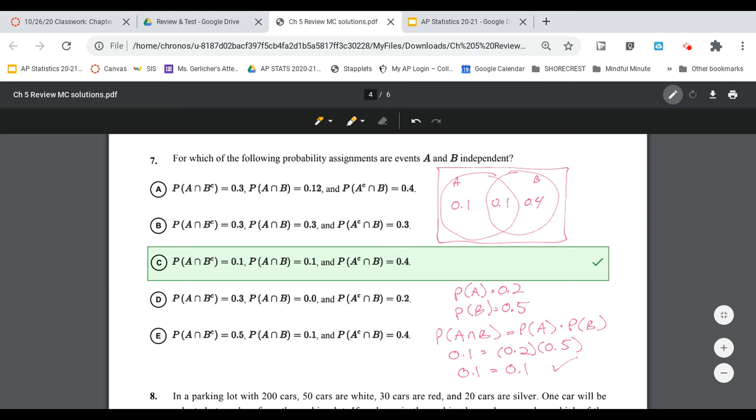Okay, for number 7, when I first looked at this, my eyes got all fuzzy because I was like, holy cow, that's a lot of notation. But then I started noticing there's a pattern. The first thing is A and complement of B, and then these are all A and B, and these are all the same. So really it's the same pattern.